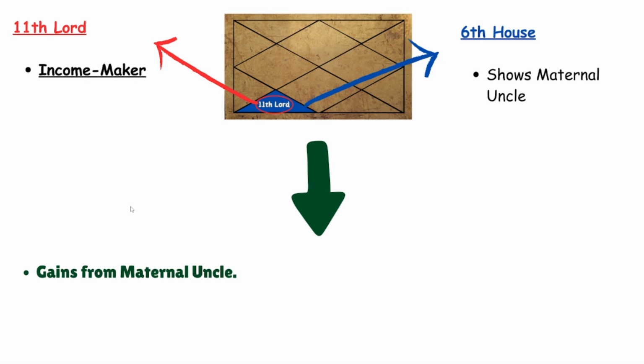11th lord is your income maker, and the 6th house is the house of maternal uncle. So your income maker is going in the house of maternal uncle, which can show you can gain from maternal uncle.